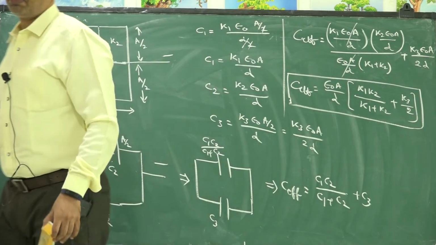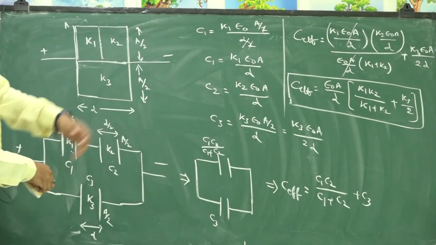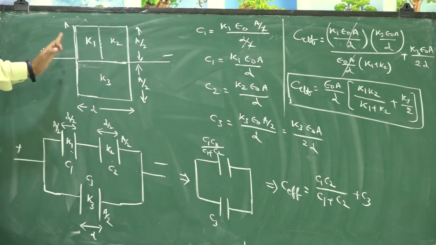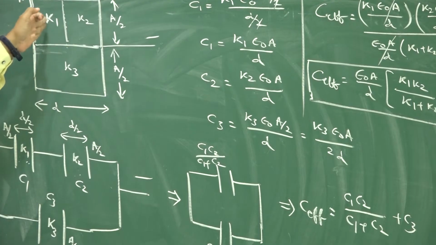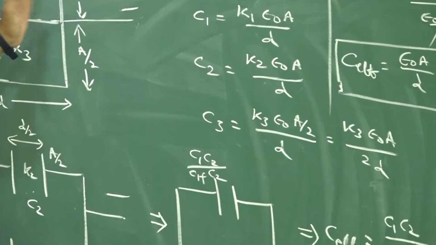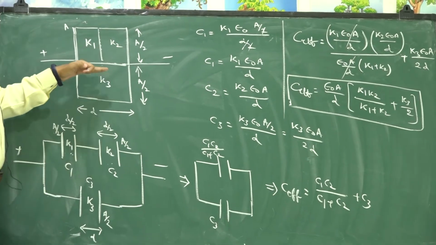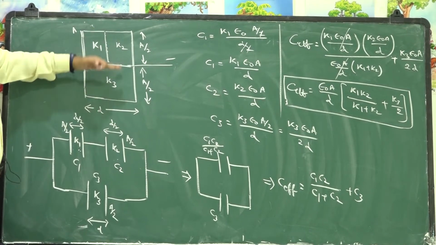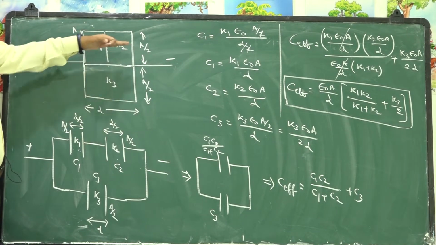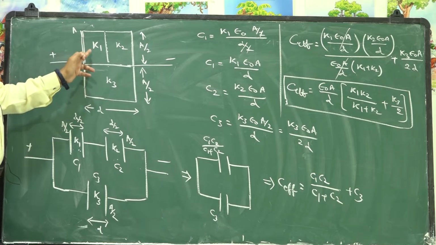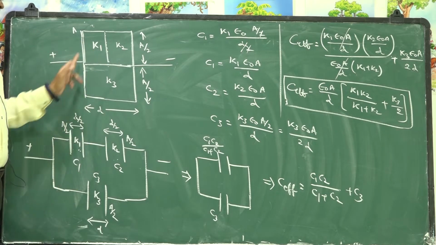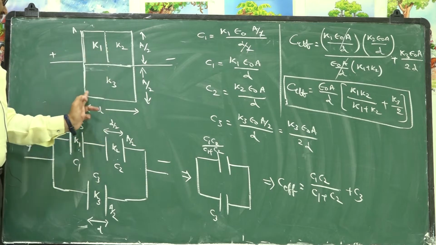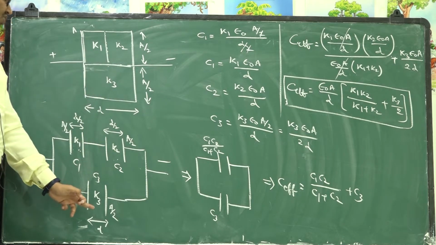This is the effective capacitance of the given capacitor. You observe clearly here, these two dielectrics are separating the area in vertical proportion. This is separating the area in horizontal proportion parallel to them. We are imagining them as three individual capacitors with the plate area A by 2 and separation D by 2, and this is plate area A by 2 and separation D.